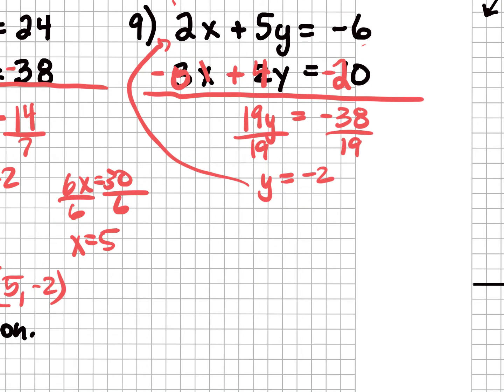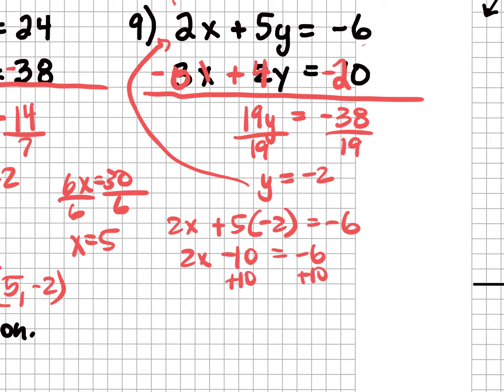2x plus 5 times negative 2 equals negative 6. 2x minus 10 equals negative 6, plus 10 on both sides. 2x equals positive 4. Divide by 2. x equals 2. So the answer was 2 comma negative 2.